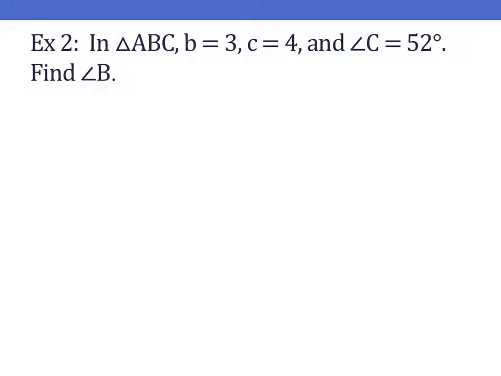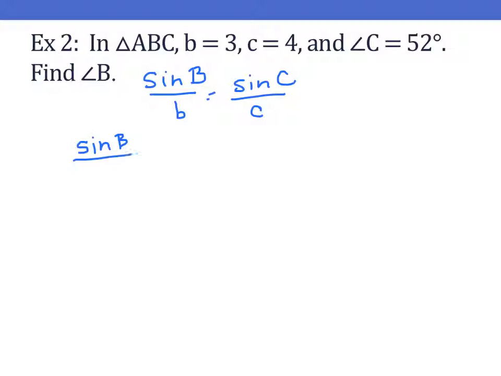Alright, the next one. I know side B, I know side C, I know angle C, so I don't need any of the A's here. So my setup will be sine B over side B, and then sine C over side C. And I'm looking for an angle, so let's plug in what we know. I don't know angle B, so big B.